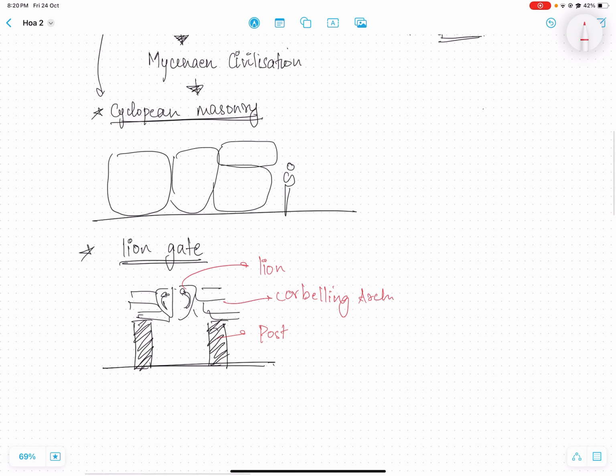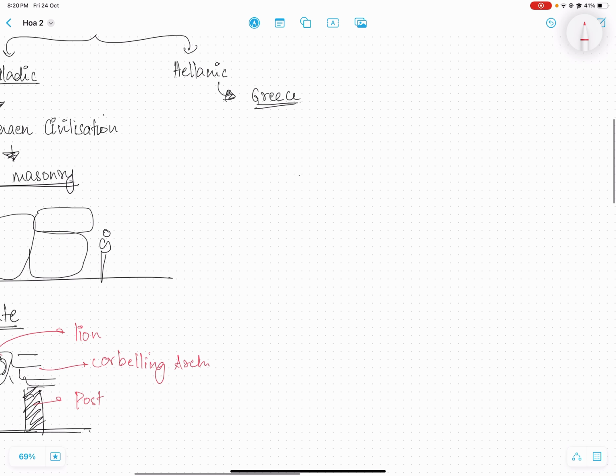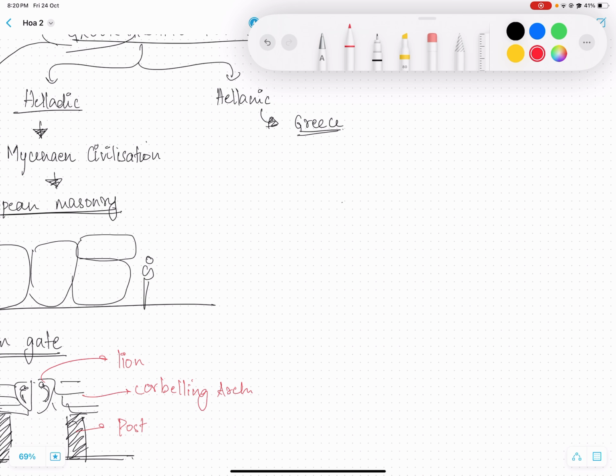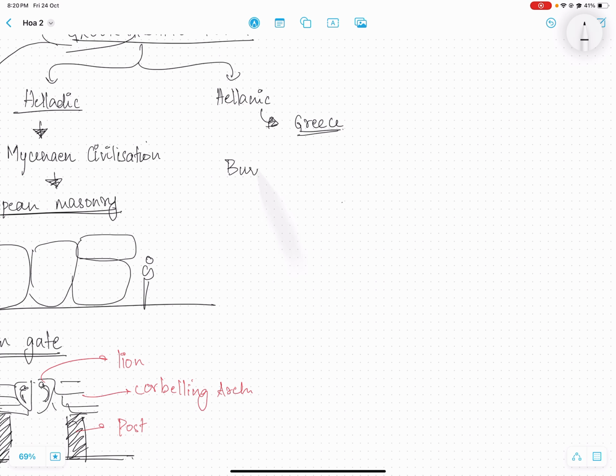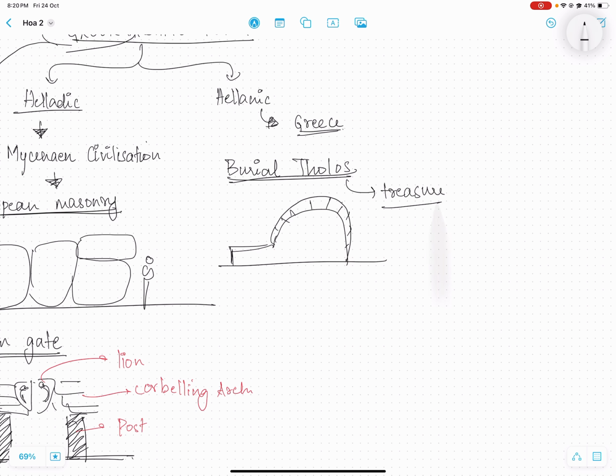Then we have our burial tholos. So we had burial tholos, they looked something like this. And burial tholos were also used as places to store their treasure or jewelry for a rough period of time.